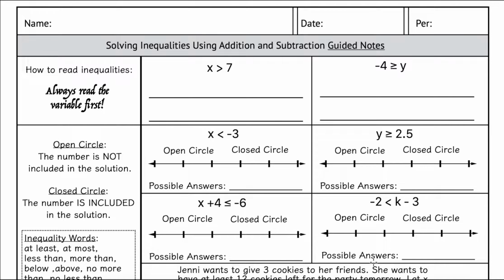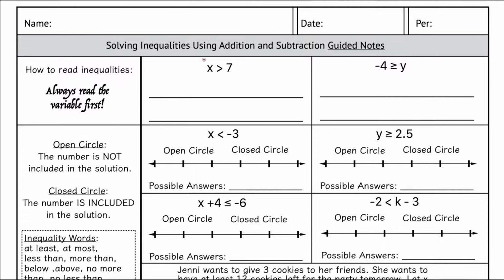There are four symbols for inequalities. As you may have already learned, we have greater than, less than, greater than or equal to, and less than or equal to. Four symbols. These four symbols have different ways of graphing, and we're going to learn how to graph as well as how to solve. First, we need to learn how to read inequalities properly.